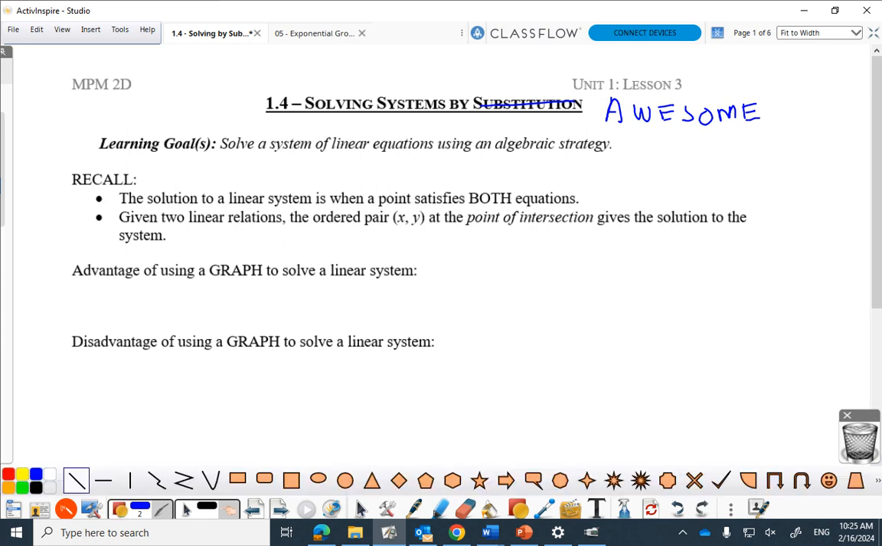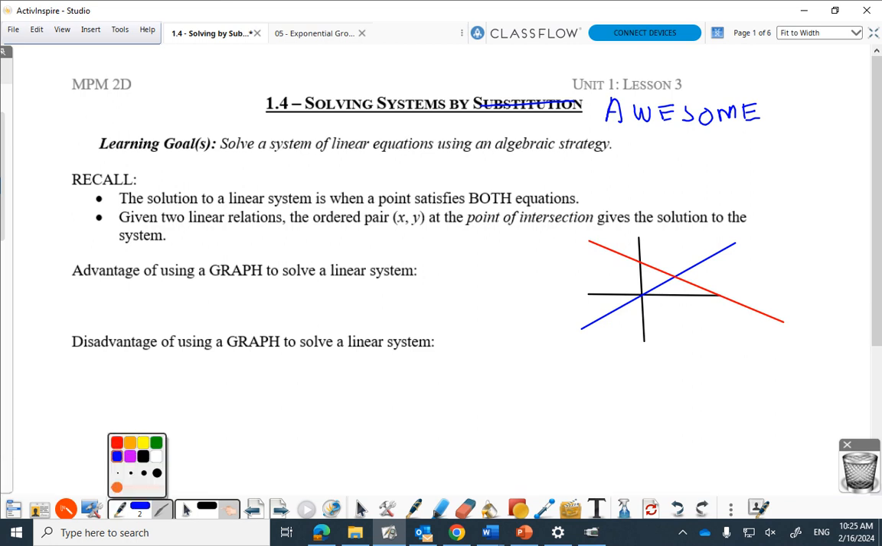Here's what you did yesterday. You graphed the first line. Then you graphed another line. And then this point that they met up at, I'm really excited about my colors today, so I'm going all over the place with colors. This point where they met up was the point of intersection, or the solution.